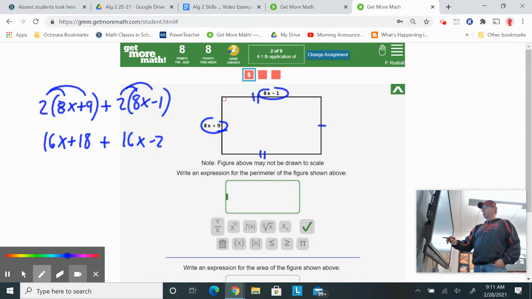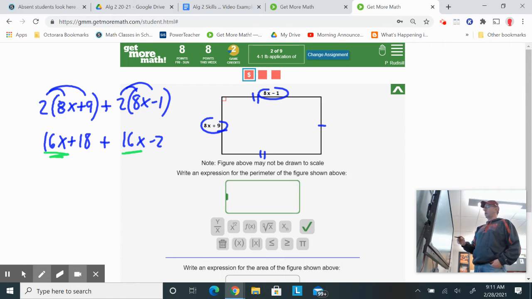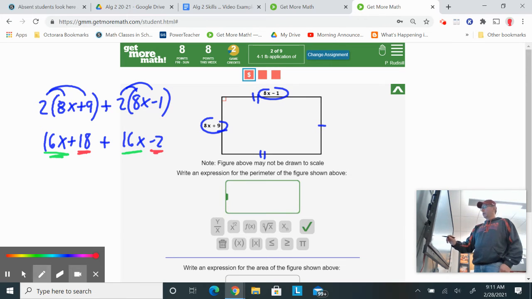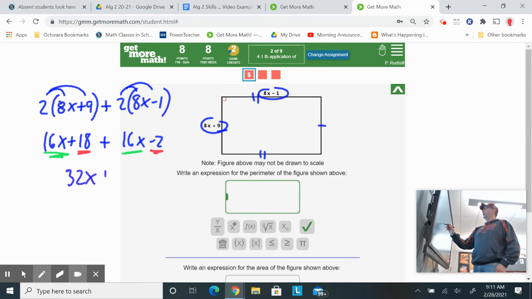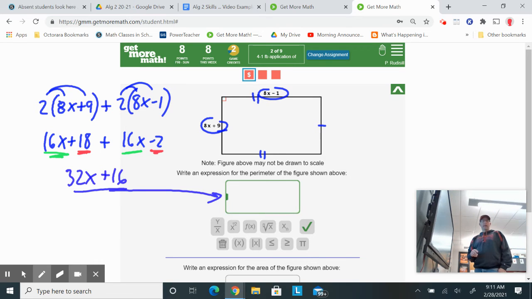Add like terms. 16x and 16x are like terms, and the 18 and the negative 2 are numbers that can be added together. So when you combine the like terms, you get 32x and you get 16. So that should be our perimeter that goes in here.